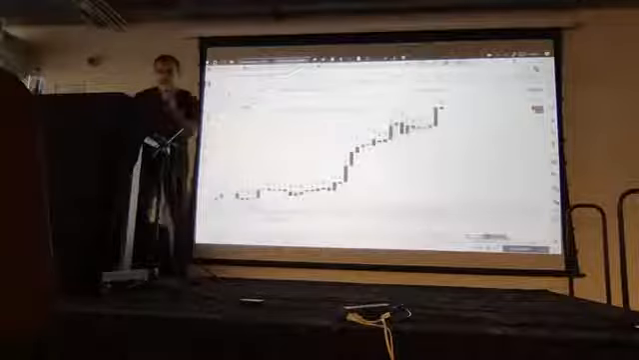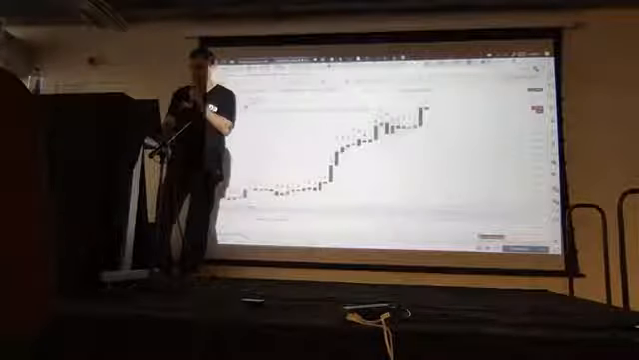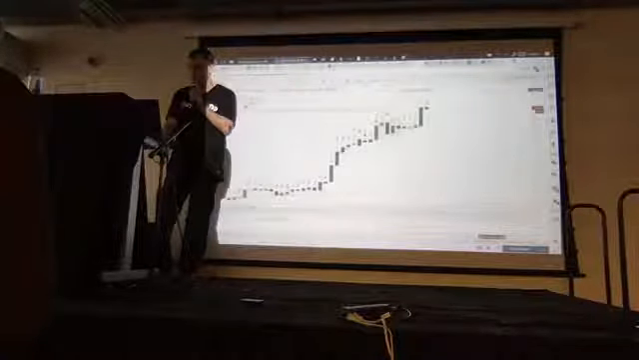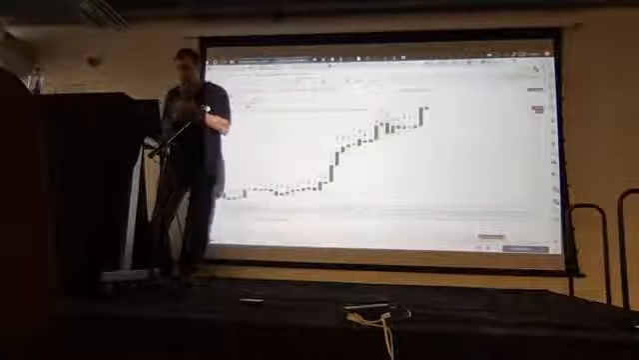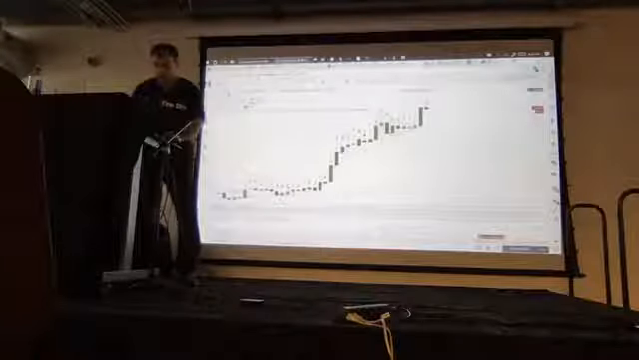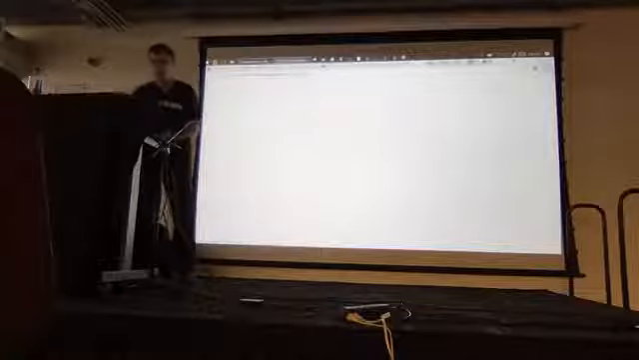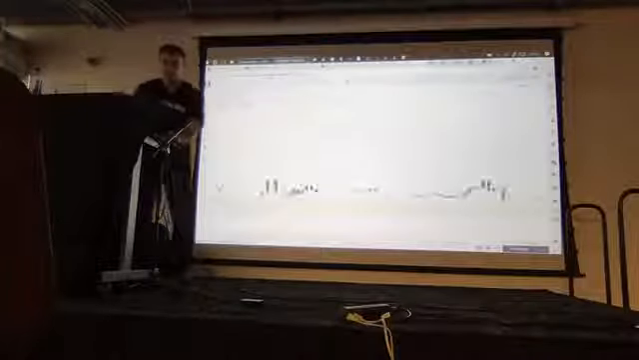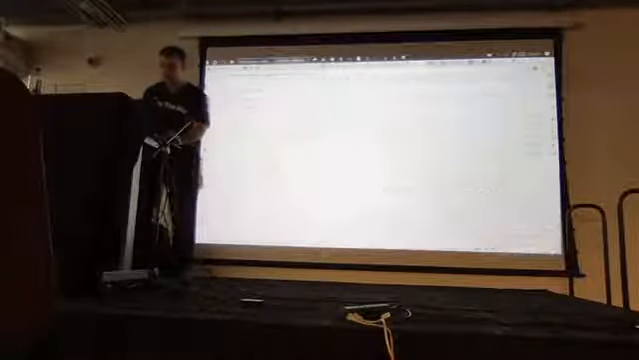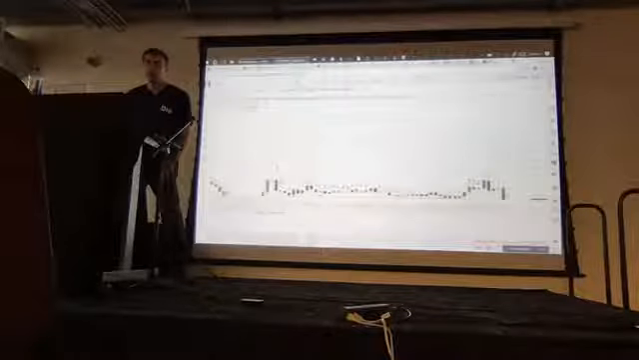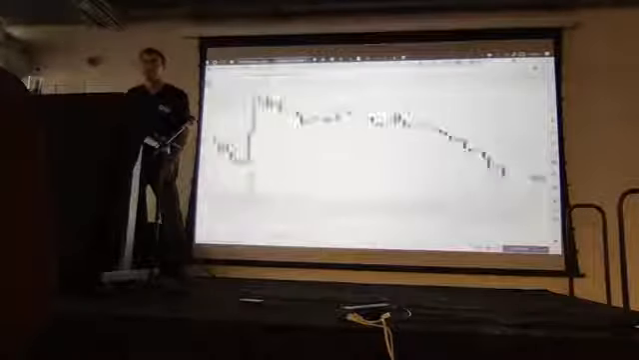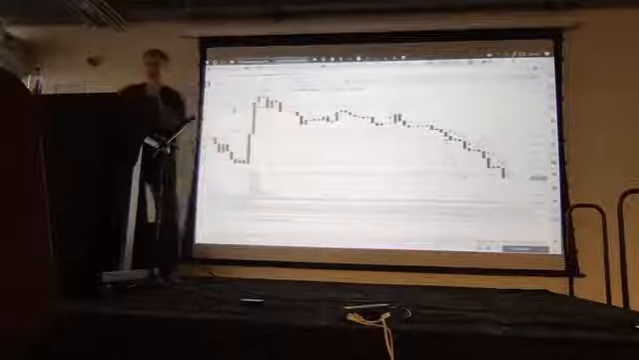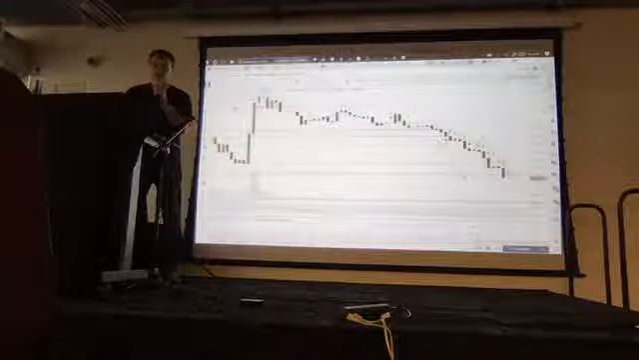Oh, did I just close Bcash? Oh, wait, not Control C. Control Shift C. Is that the Ripple chart? Right, all right. Yeah, so that's it.